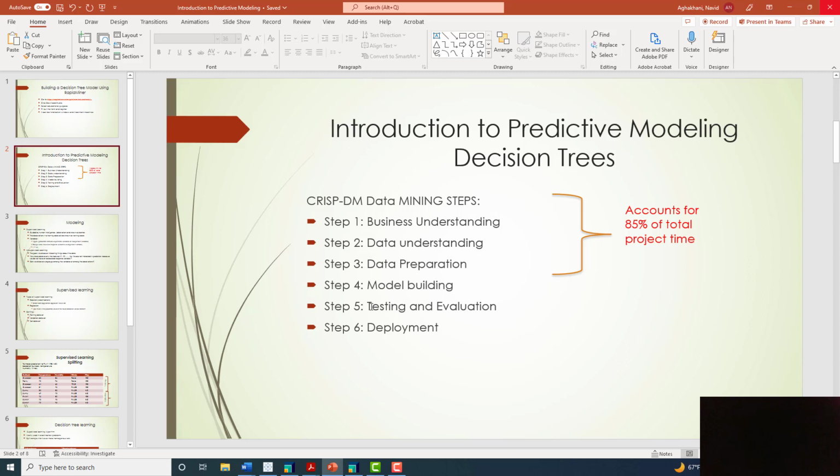Once your data is cleansed and ready to be processed by a specific algorithm, building the model and testing the model is just a couple of clicks. So that's why usually in the data mining process, we say that step number 1 all the way to step number 3 accounts for 85% of the total project time.